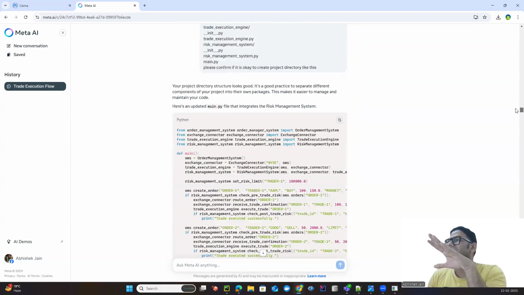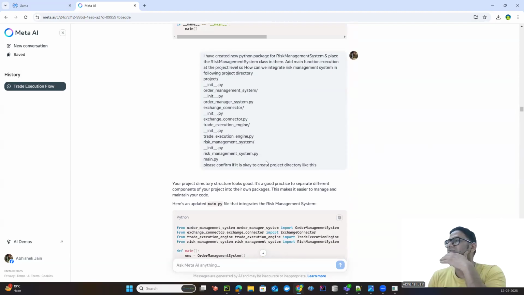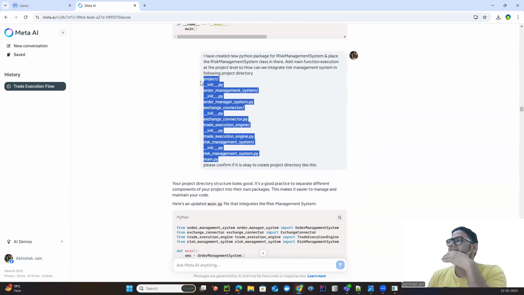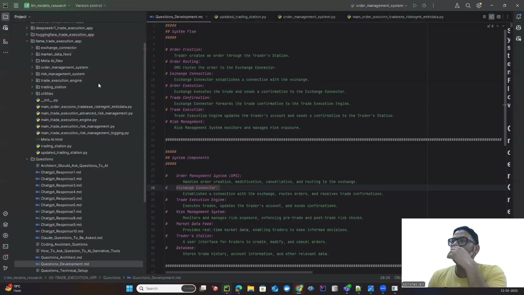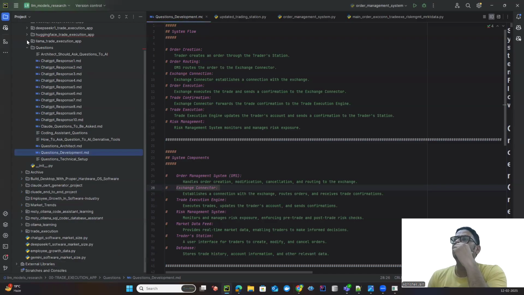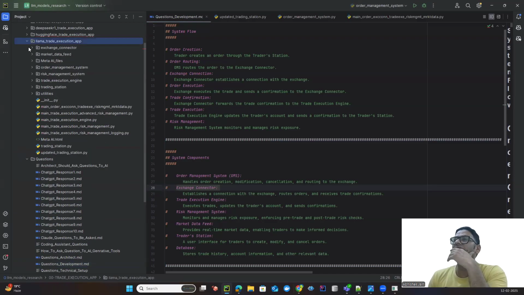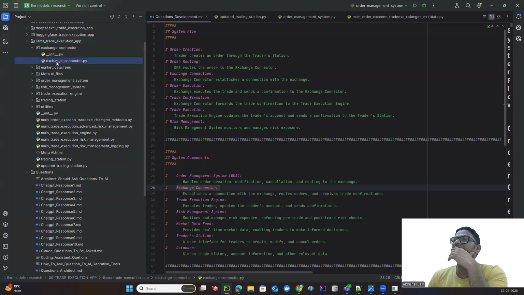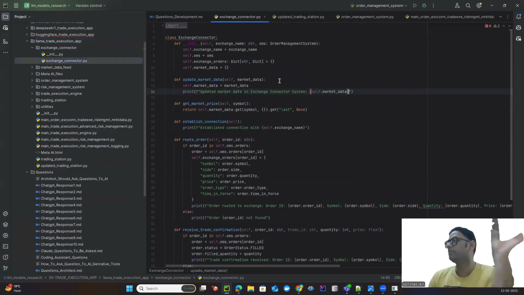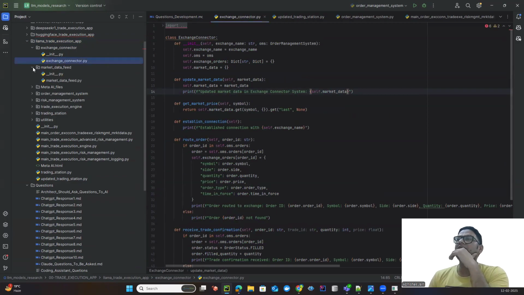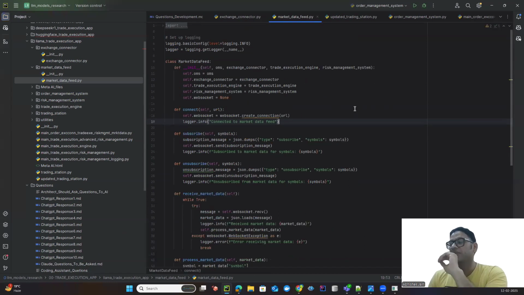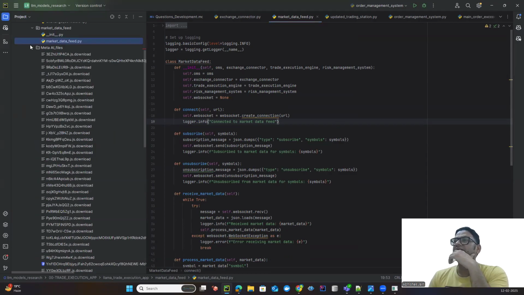And all these things eventually end up in this structure, which I can show you in my pie chart. Here we have this LLama trade execution. Then we have an exchange connector, which has the same code, just copy pasted from LLama. We have another component, the market data feed, same thing. I haven't written even a single line of this, not a single character.